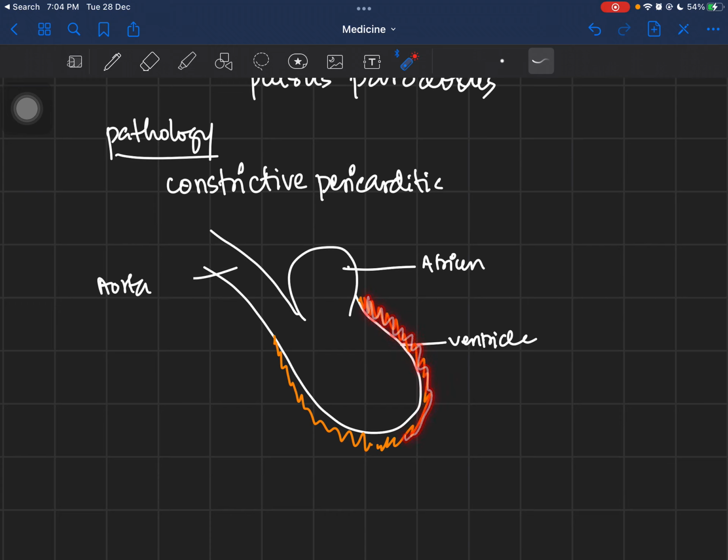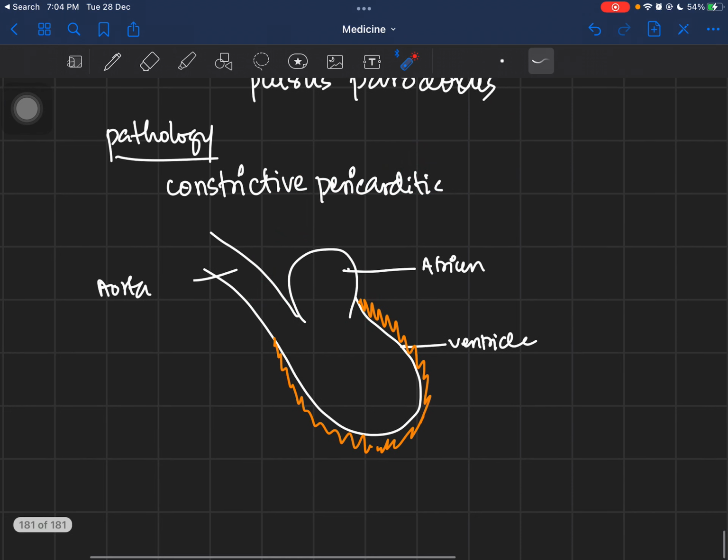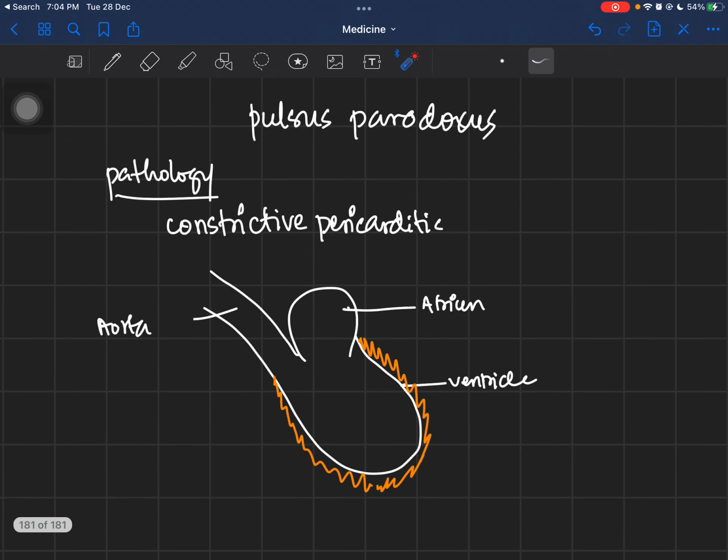Couple that with a stiff left ventricle. Let's not call it a stiff left ventricle, but a left ventricle which itself cannot expand. So couple that with a left ventricle which itself cannot expand because of constriction, and so there is a greater decrease in the systolic blood pressure, more than 10 mmHg, and this is known as pulsus paradoxus. But this still does not tell us why this condition is known as pulsus paradoxus.